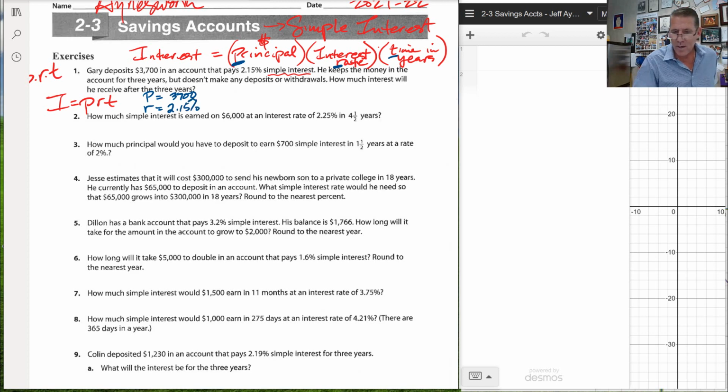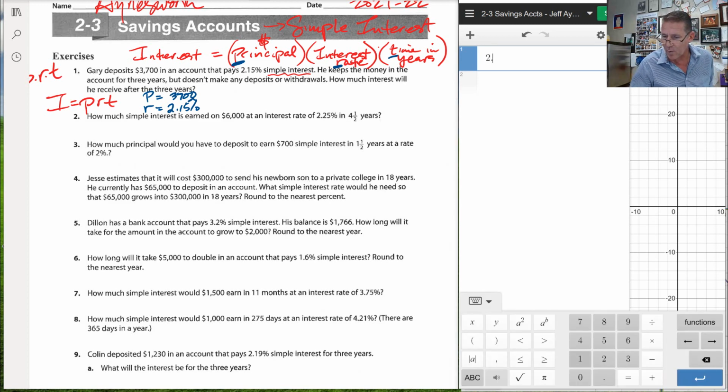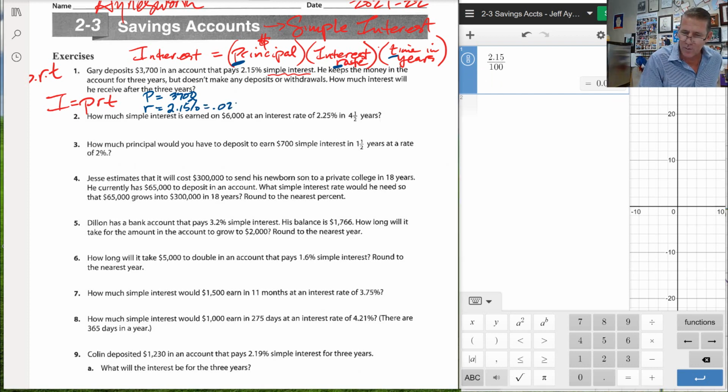When you change a percent to a decimal, you simply divide it by 100, because percent means per 100. That just shifts the decimal left 2 places. So when you take 2.15% and change it to a decimal, you divide by 100, shift the decimal left 2 places, and you get 0.0215. You simply divide the interest rate by 100 to go to decimal, and you're going to have to do that all the time. You'll see me do that all the time as well.